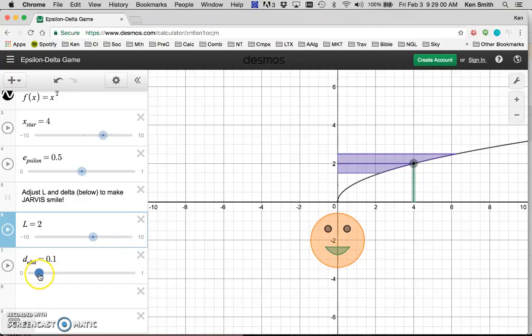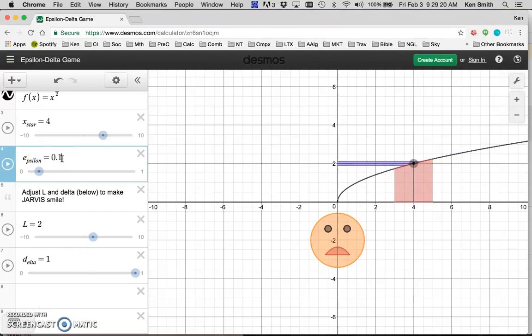Let me play with this and try to get a little bit better delta. I'm down on line 7 on the left. I'm going to pull delta out, and so I'm going to widen my band, and I can pull it all the way out to 1, and gosh, we're still happy. So let's make this problem a little more interesting. I'm going to move up to line 4. I'm going to put in a different epsilon. Epsilon is now going to be, let's say, 0.2.